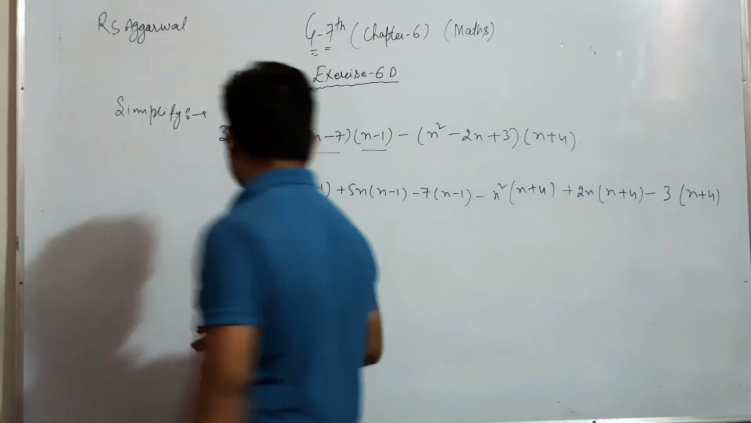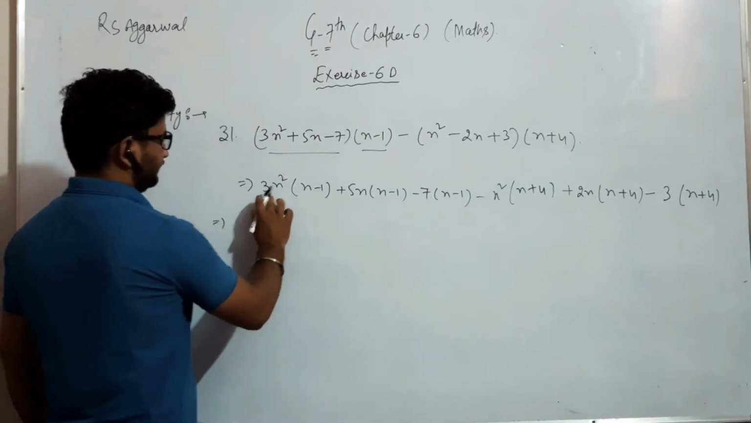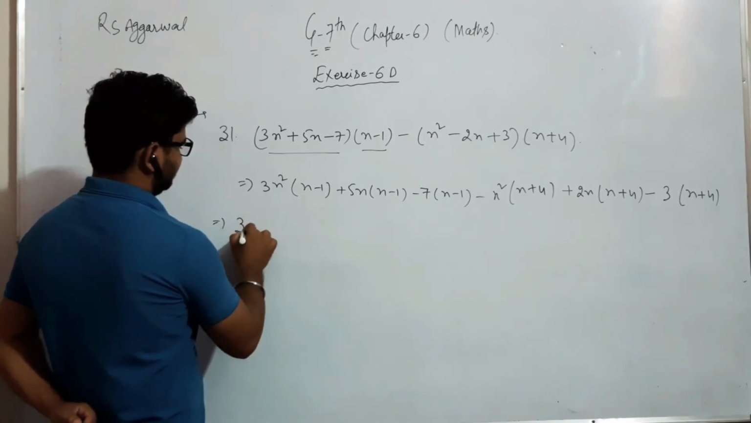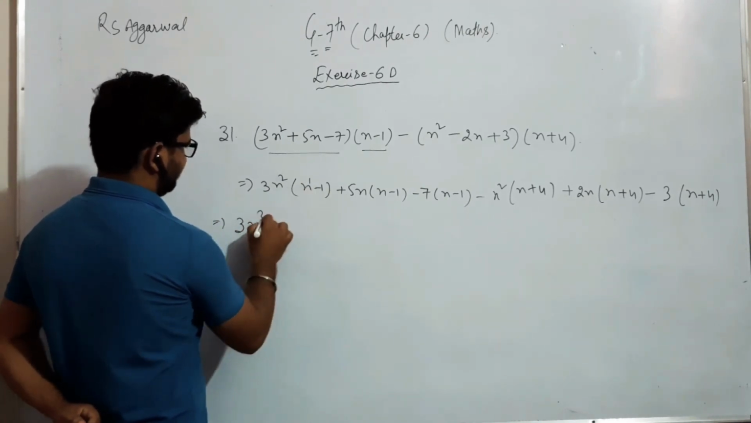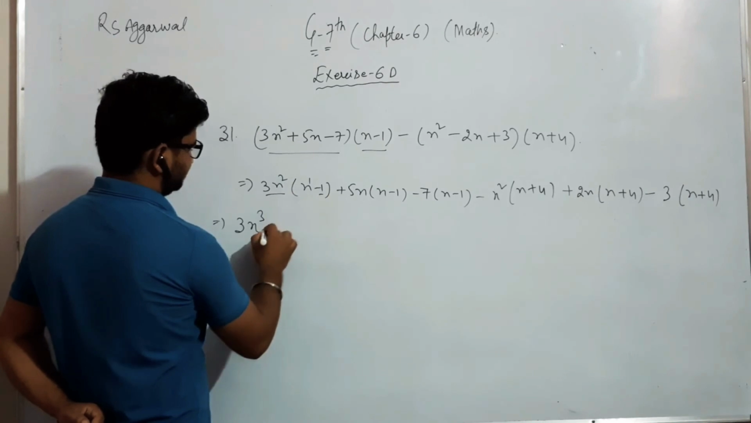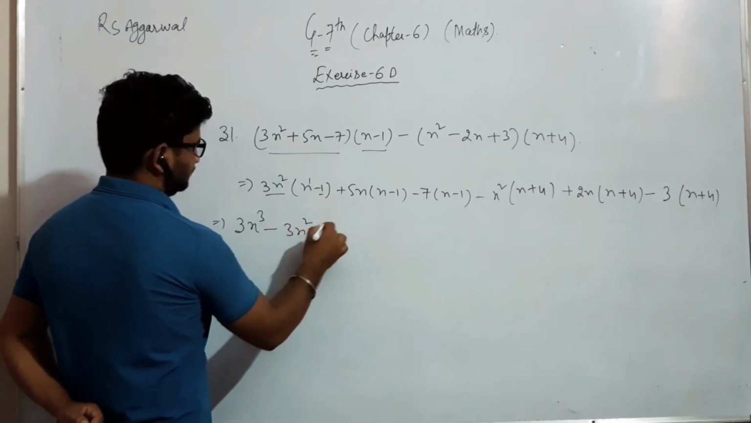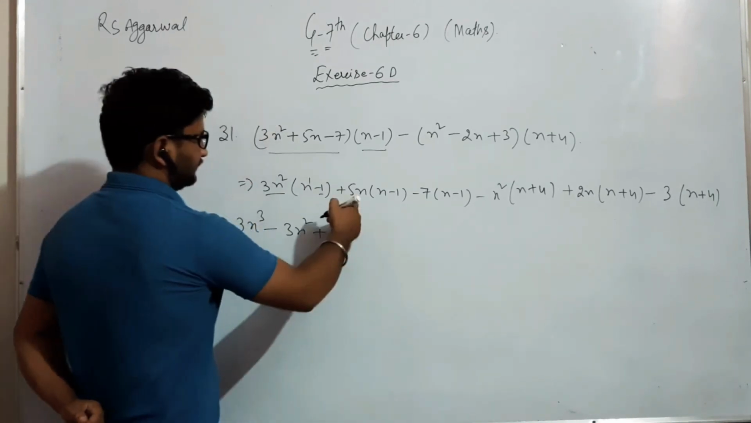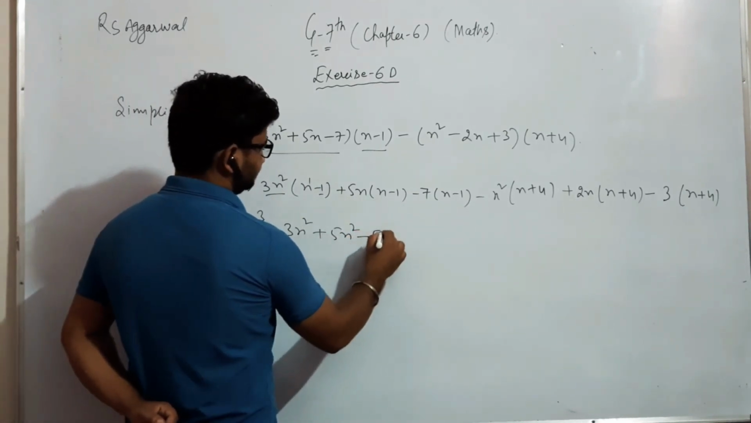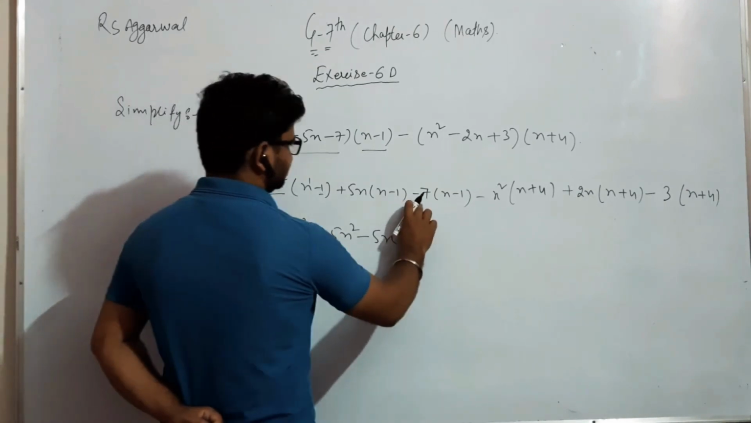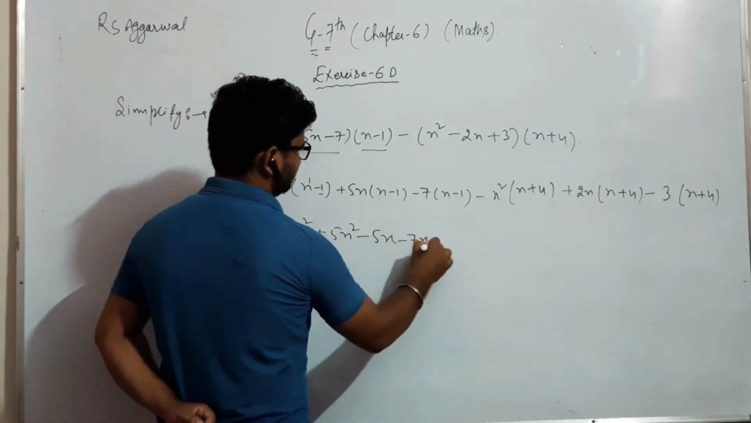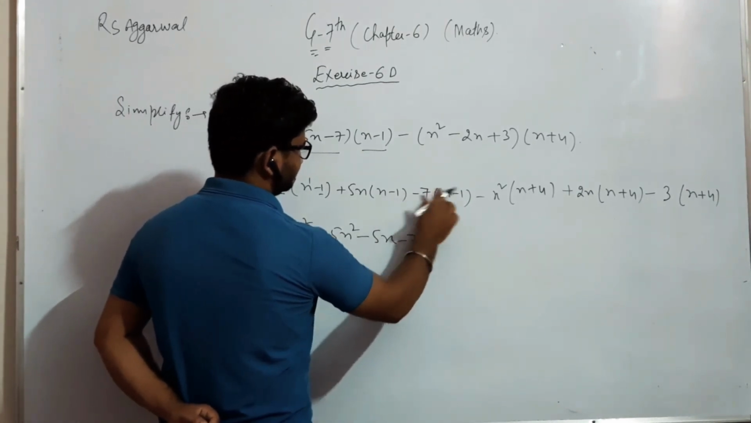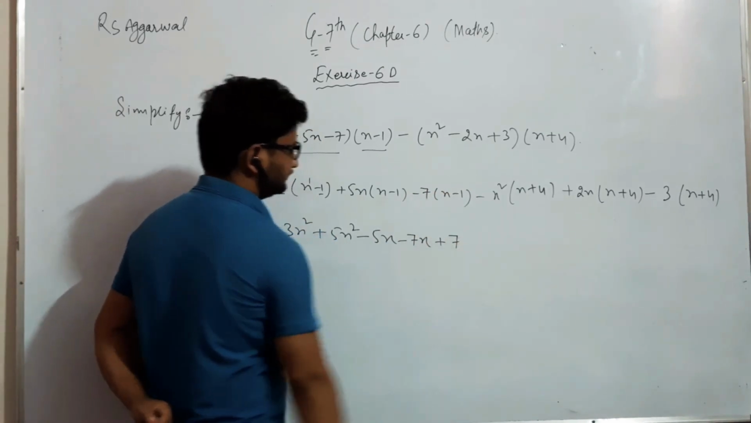So now we multiply. 3x square multiplied with x will be 3x raised to power 3. 3x square multiplied with minus 1 is minus 3x square, plus 5x raised to power 2. 5x multiplied with minus 1 is minus 5x, then 7x. 7 is multiplied with x, minus minus plus, 7 1 is 7.